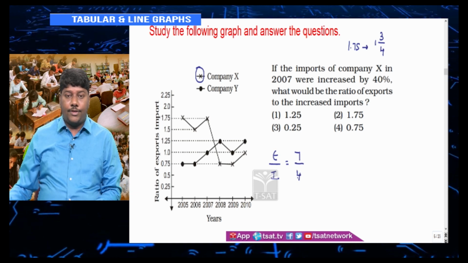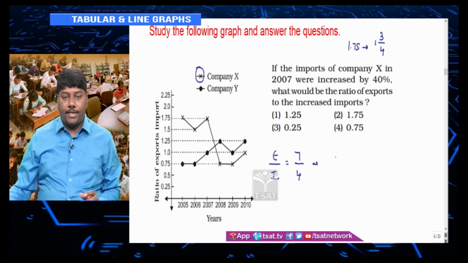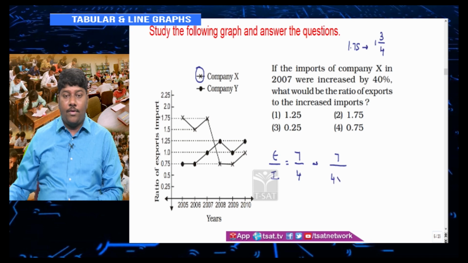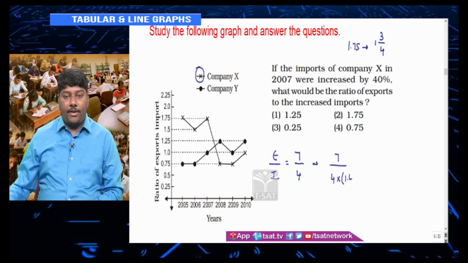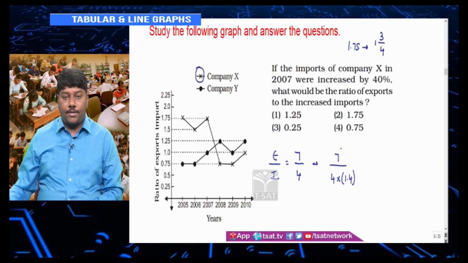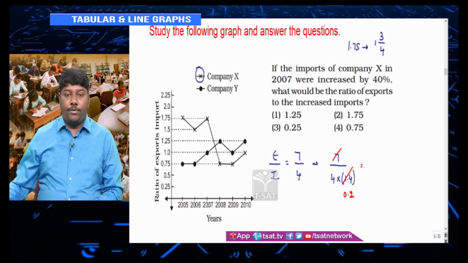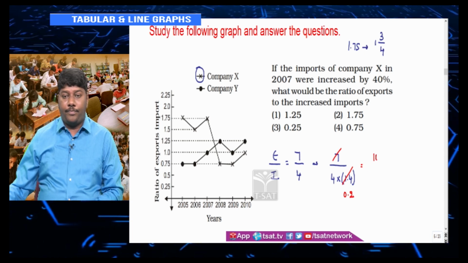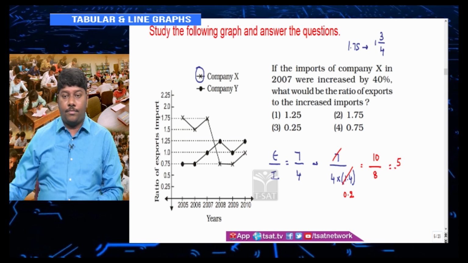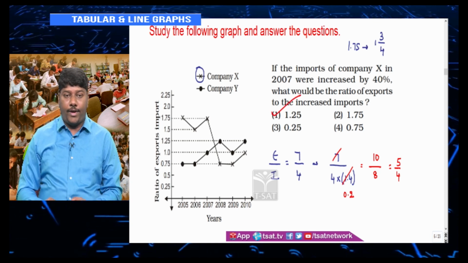So it is 7 parts exports, 4 parts imports, but imports is increased by how much? The exports is 7 only, but imports increased by 40%. You just multiply it by 1.4. Why am I multiplying it with 1.4? Because it is increased by 40%. 4 into 1.4 is 5.6, so the ratio is 7 by 5.6, which is 10/8, which is 5/4, which is in turn 1.25. So now the new ratio becomes 1.25.